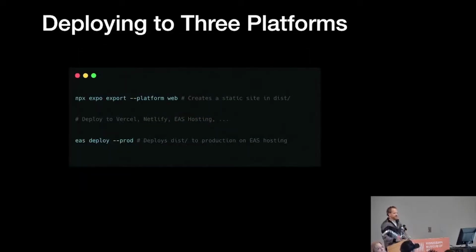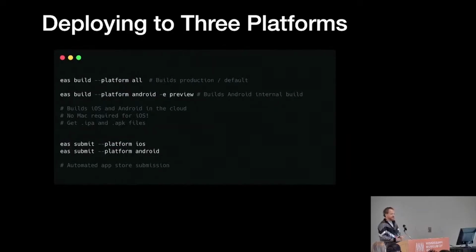So let's talk about how we deploy. For web, it's pretty straightforward. You run a command to basically package it up, and it puts all the files that you need for deploying your web app into the distribution folder, and then you run an EAS command to deploy it up to Expo. That's all that's needed.